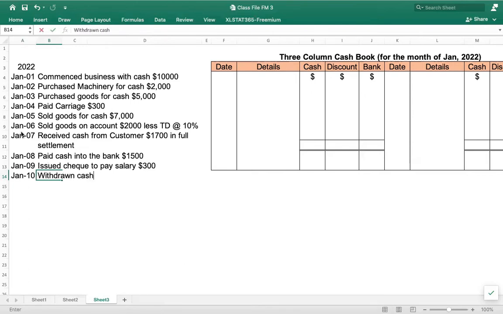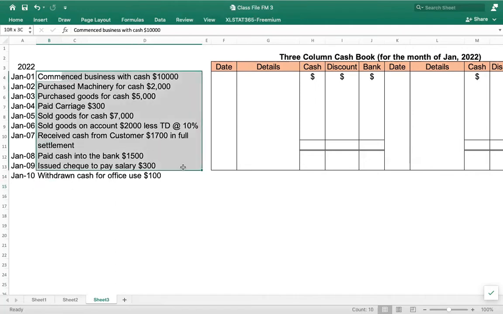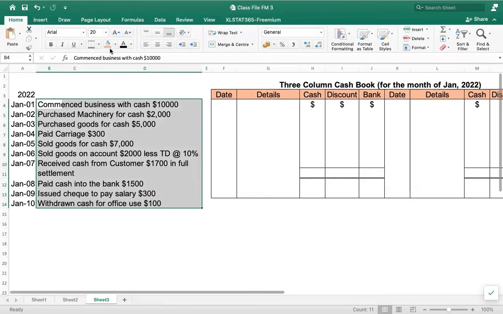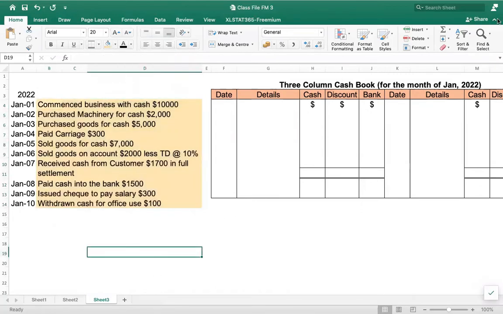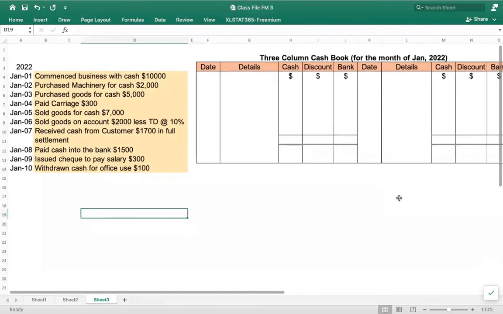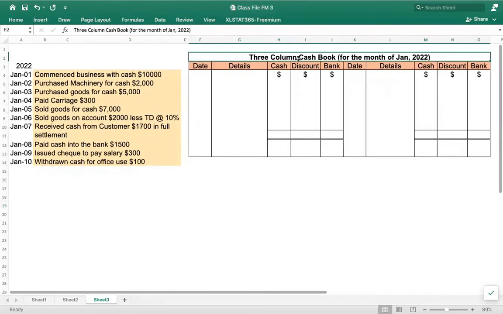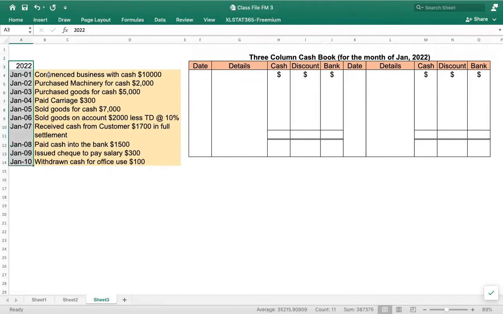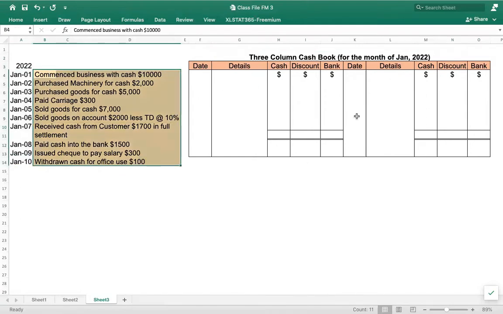Withdrawn cash for office use, office use $100. So these are the transactions we need to focus on. Many new things we are going to learn today. The 3-column cash book is also there, and these transactions we now need to record. And remember one thing, I am going to record only cash transactions, not the credit transactions.